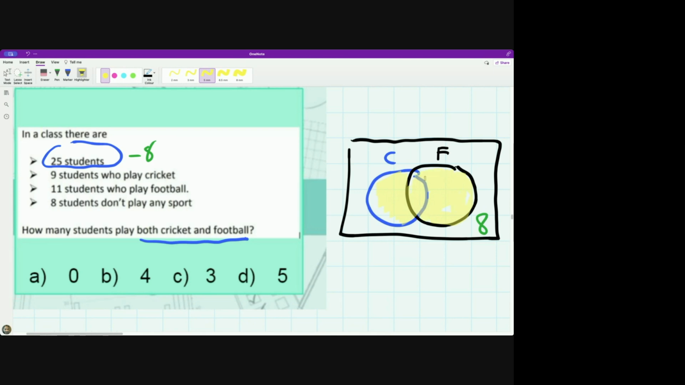Give me a thumbs up if you understand that this yellow region has to have 17 people in it. Just let me know, because it's going to be important for the next bit. Thumbs up if you understand why the yellow must be 17.